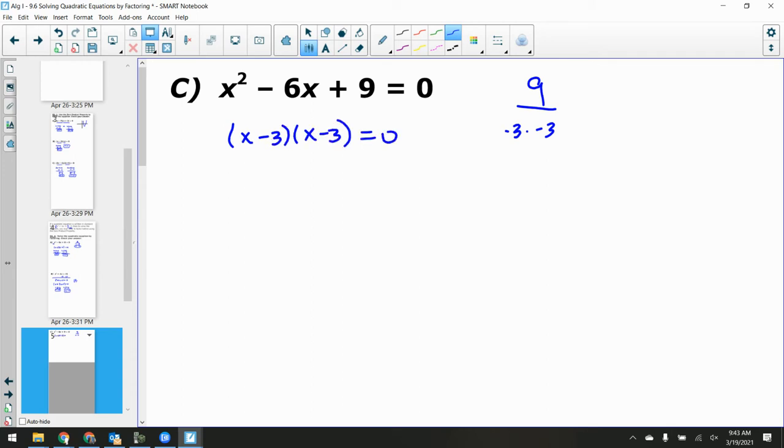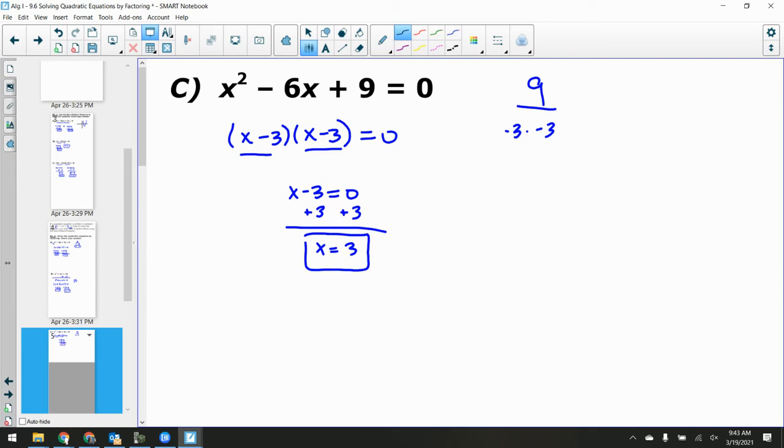I guess I should have gone through my checklist. Standard form, done. GCF, none. Easy type. Factors of 9 that add to get to negative 6 are negative 3, negative 3. So that means, I could do two separate equations, but aren't they going to end up being the same thing? X minus 3 equals 0. Add the 3. X equals 3. So this is a case where there's only one x-intercept.